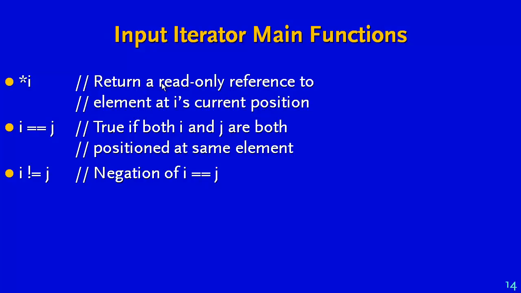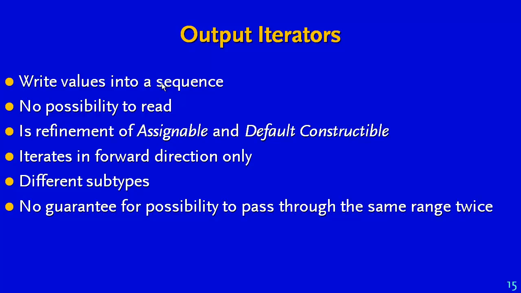You can check if two iterators are equal or not equal. So the iterators may be moving up and down in your collection. You can actually check if they are equal. This is like comparing pointers, as we've seen before.